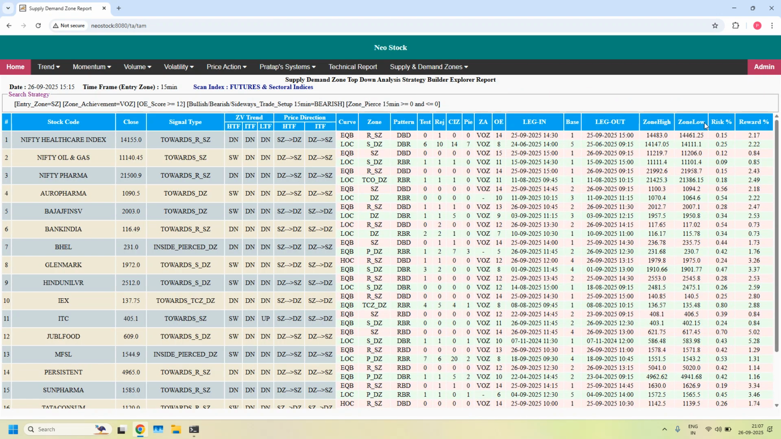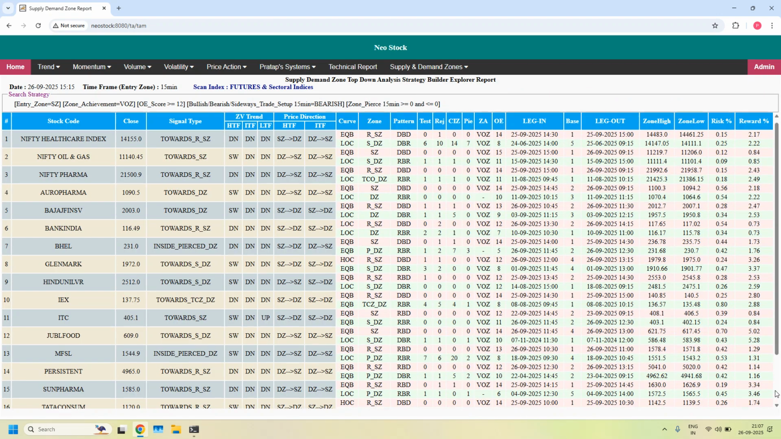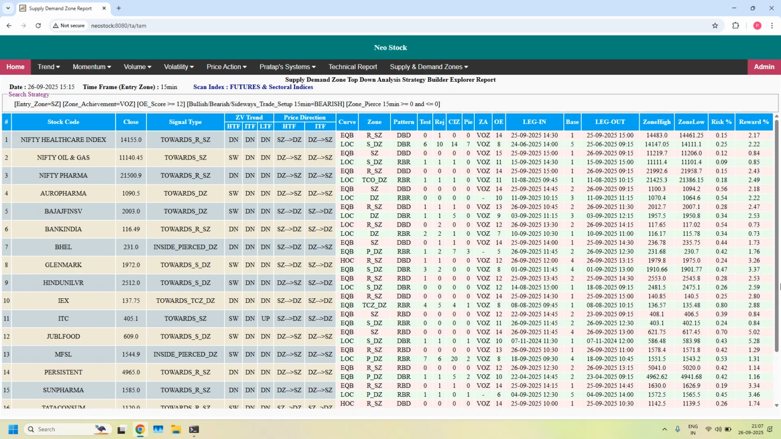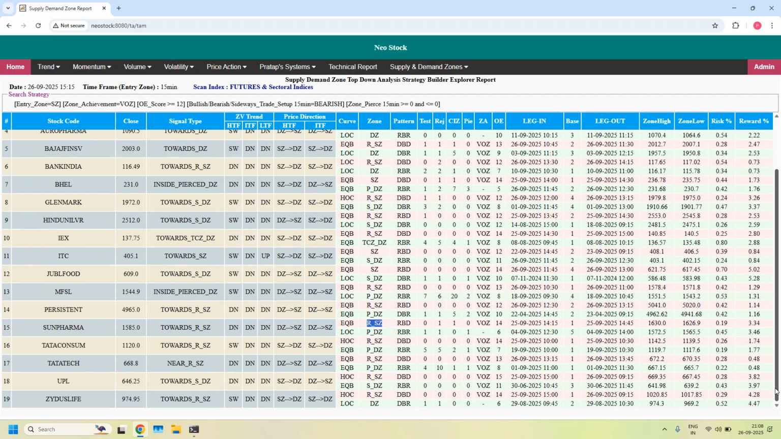With these filters, we got 19 stocks supporting bearish trade setup for daily income trade. All the entry time frame zones are 15 minute supply zones. Here are the first 15 stocks in the list with their 15 minute supply zones. Scrolling the list down, a total of 19 stocks are filtered. In all the 19 stocks, the 15 minute supply zones are supporting the bearish trade setup for daily income trade.